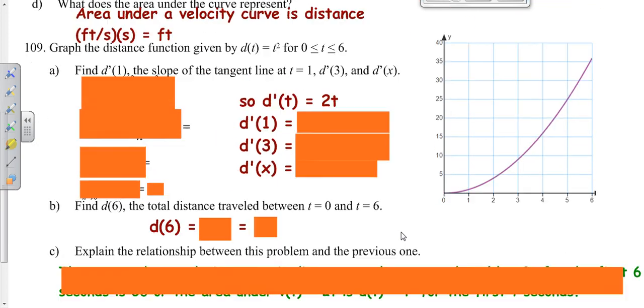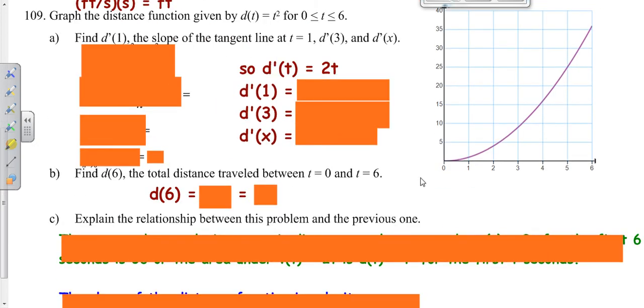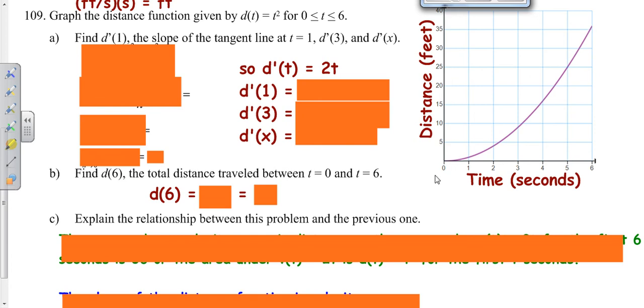Now, looking down here at 109, you're asked to go ahead and look at your distance function. We have our distance function over here. We're only graphing it from 0 to 6. We have our labels and our units. And our graph looks pretty much like this here. Just half of a parabola is all that we're seeing.